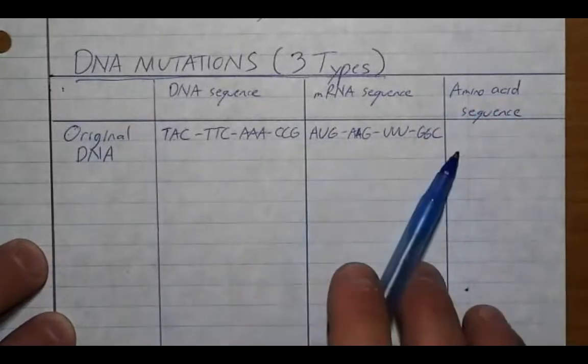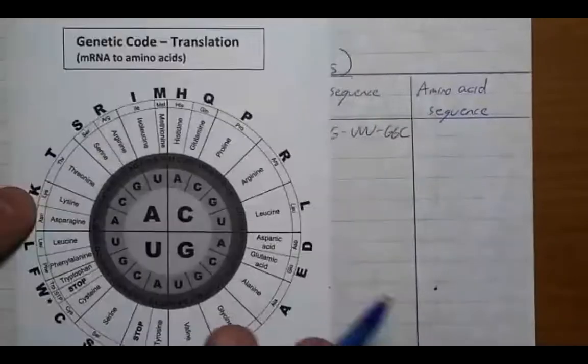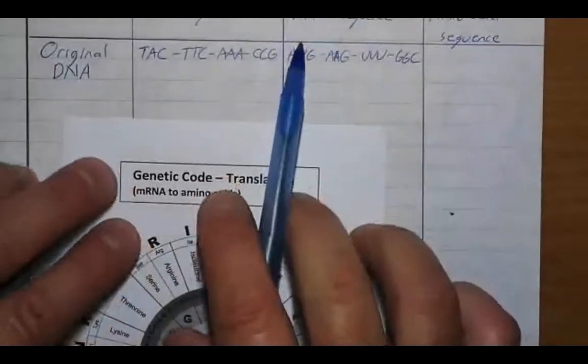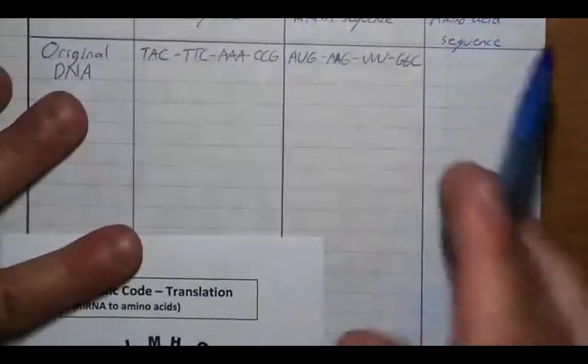All right, from the RNA, we make the amino acid sequence. So how do you do that? Well, you got to have your handy dandy genetic code. So let me slide that up. AUG, I go right here. AUG, methionine or MET.